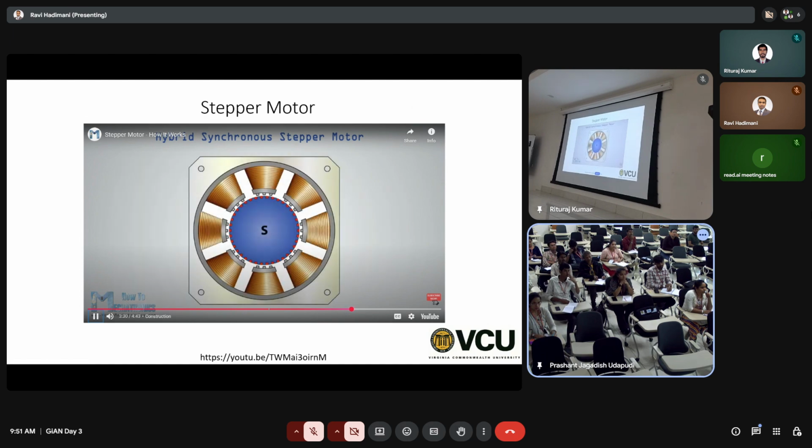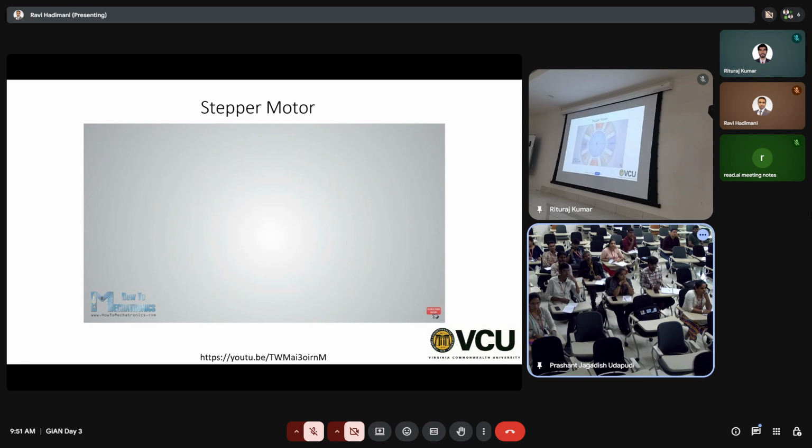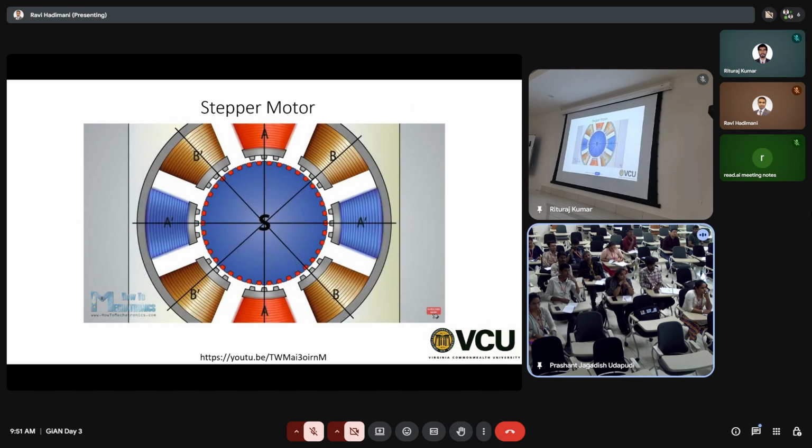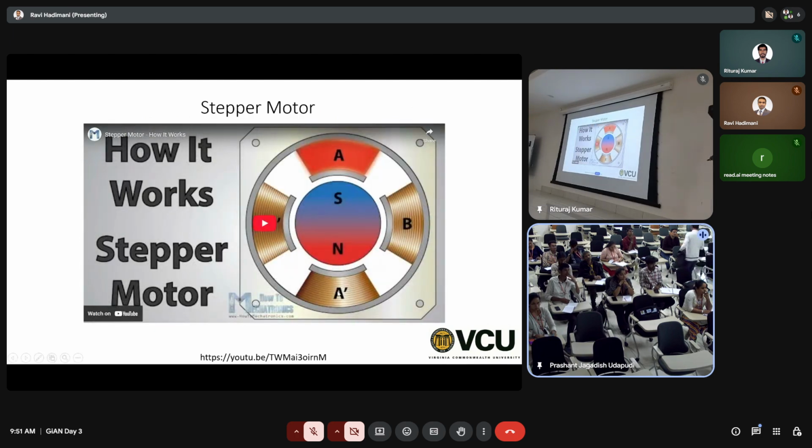This is the front view of a commonly used hybrid stepper motor, which has 8 poles on the stator that are activated by 2 windings, A and B. So if we activate the winding A, we will magnetize 4 poles, of which 2 will have south polarity and 2 north polarity. We can see that in such a way the rotor moves. So I think you got the idea.